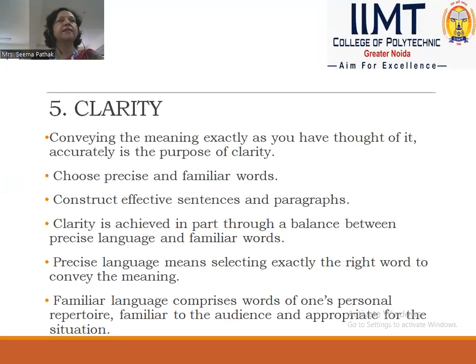Clarity. Clarity again means clear ideas. Clarity of speech means the way you speak, the letters, the words you speak should be clear, so that the hearer, a person who wants to receive a message, gets the clear point of view. Clarity in speech is also very important while you're passing on a message verbally. Conveying the meaning exactly as you have thought of it, accurately, is the purpose of clarity.